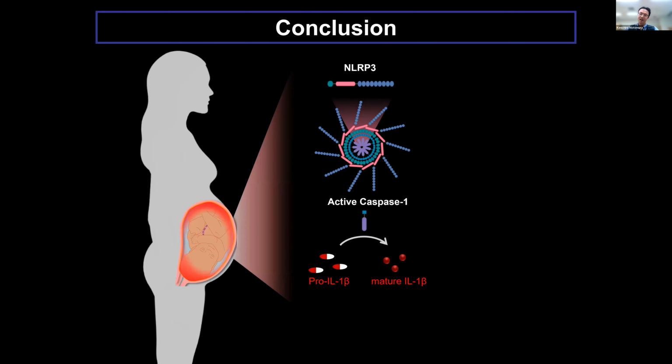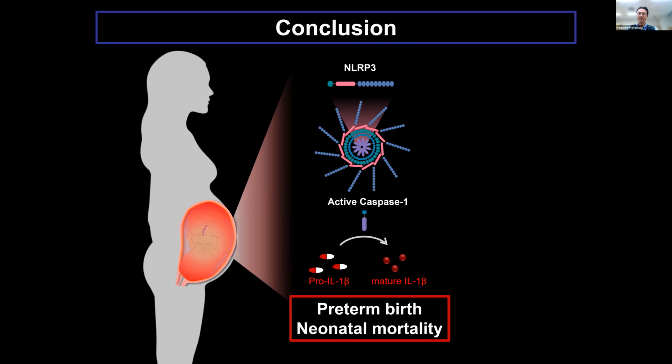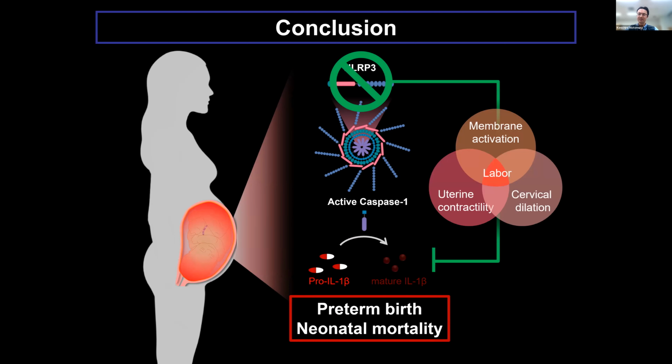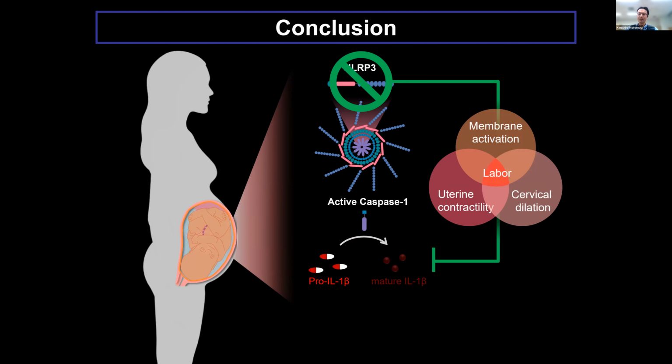So collectively, our data show that NLRP3 inflammasome activation triggers intra-amniotic inflammation, leading to preterm birth and neonatal mortality. NLRP3 deficiency impairs the common pathway of labor and dampens the intra-amniotic inflammatory response that is responsible for the premature onset of labor and neonatal mortality. Moreover, these mechanisms are mediated by both fetus and the maternal tissues.